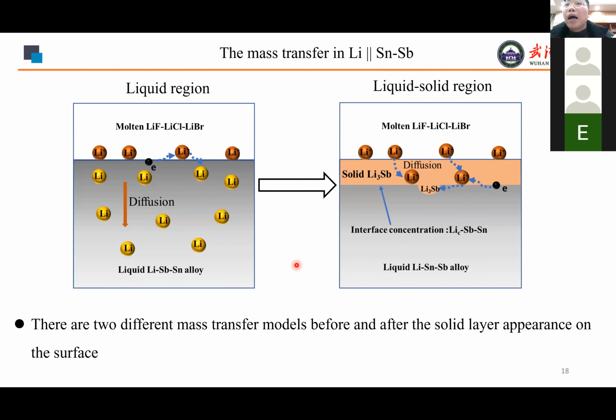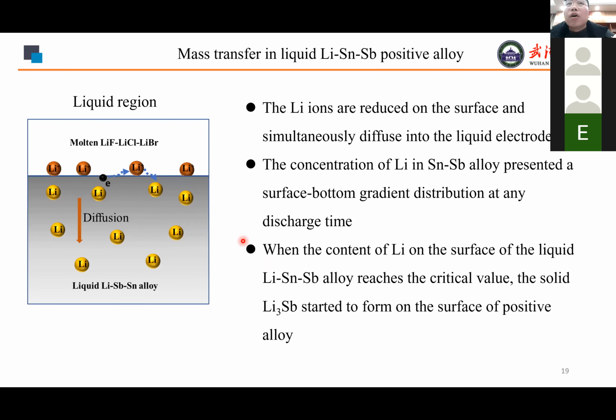From the view of the kinetics, there are two different mass transfer models before and after the formation of the solid phase on the positive electrode. When the positive electrode is liquid, the lithium ions are reduced on the surface and at the same time diffuse into the liquid alloy. The concentration of the lithium in the liquid alloy presents a surface-to-bottom gradient distribution at any discharge time.